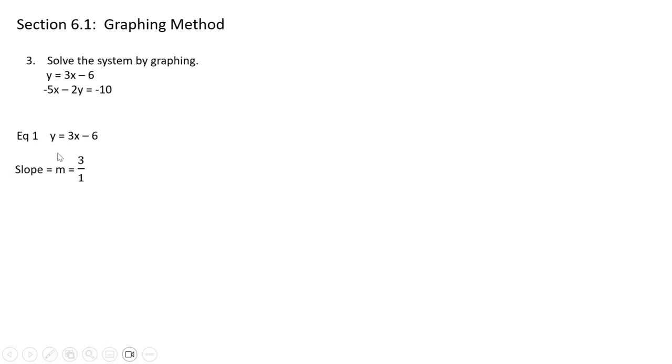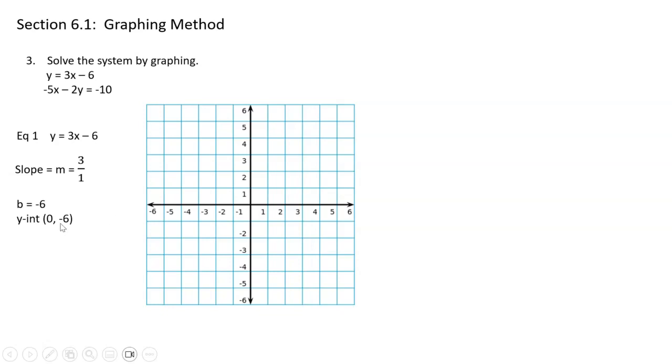So equation 1 is y equals 3x minus 6. My slope is 3 over 1, right? And my y-intercept, which is b, is going to be 0, -6. 0, -6 is my starting point. This is a review from the first chapter that we covered. So we're going to start at 0, and go all the way down to -6 for the y, which is a point right there.